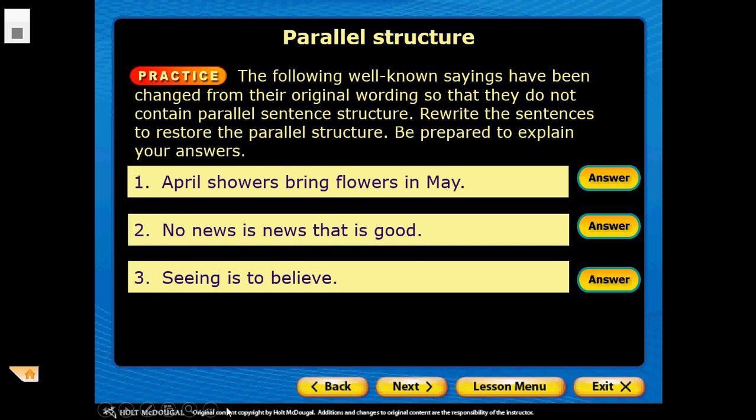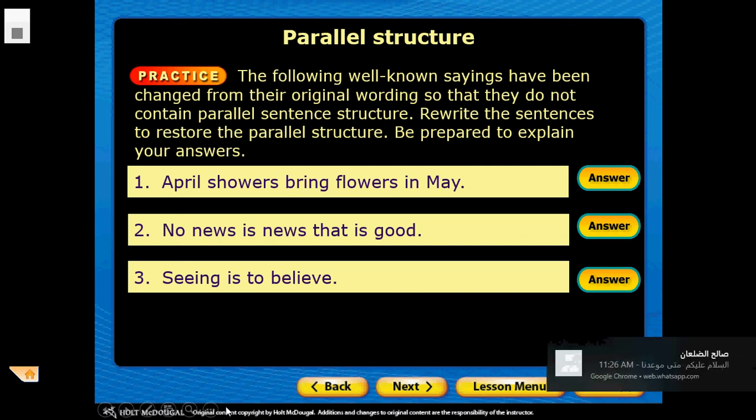Go ahead. Number two: no news is news that is good. Remember, we need to have the same parallel structure. No news is good. Someone else jump in and give him a hand. Abdulaziz. It's correct for Muhammad Agil, but you forgot the word news at the end. So try and answer it again. Let's work it out together.